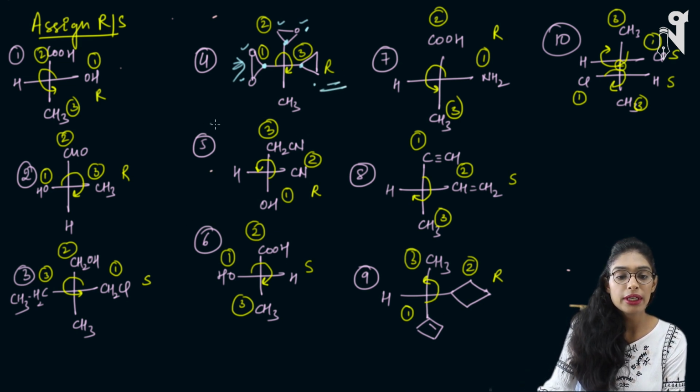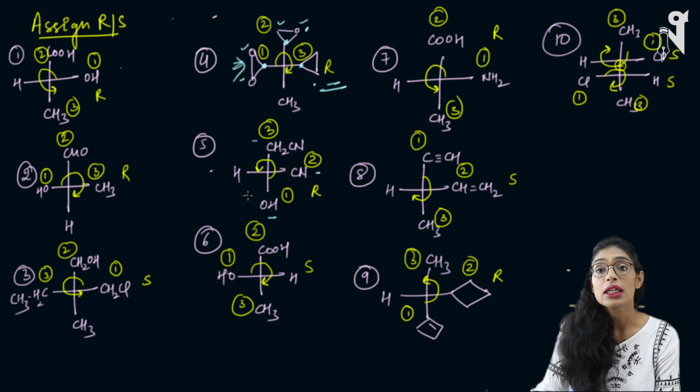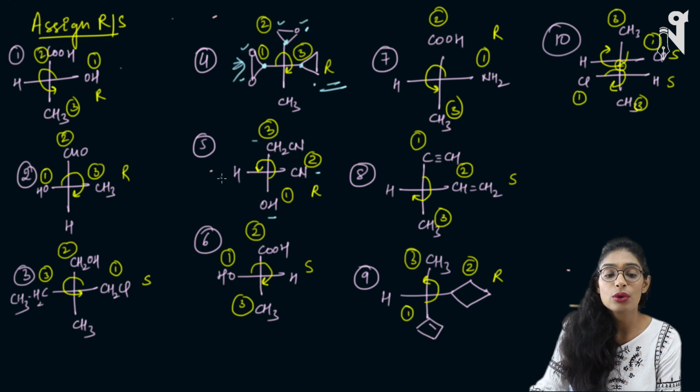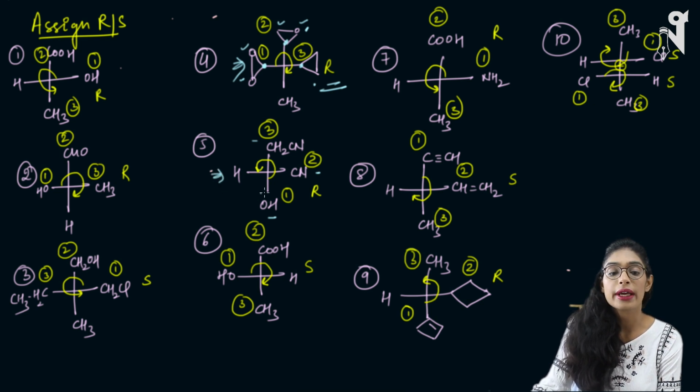Similarly, look at the next example. I have OH as the first priority, then CN as the second priority, and CH2CN is the third priority, and I have the lowest priority group on the horizontal line. So if it is anti-clockwise, the configuration will be R. Look at the next example.